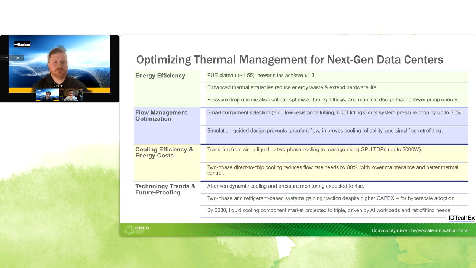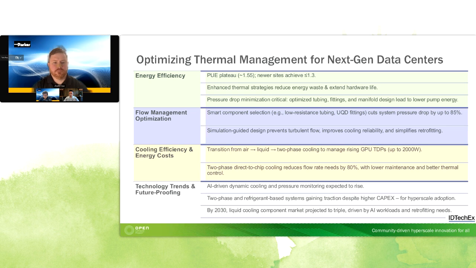And finally, in terms of the future trends and future-proofing technology, AI-driven dynamic cooling and pressure monitoring is expected to rise, and also two-phase and refrigerant-based systems are gaining a lot of traction, despite the higher capex, particularly for hyperscale adoption. Because by the end of the day, people are calculating the total cost of ownership. So capital cost is important, but if you're able to reduce a lot of operational cost by adding a little bit more capital cost, then that's still a good deal for a lot of hyperscalers.